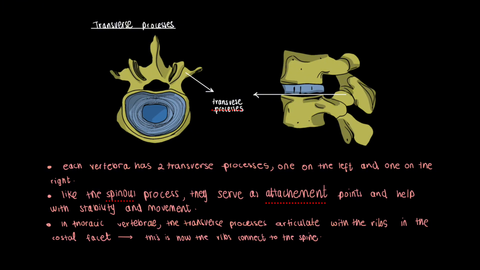Moving outward, each vertebra has 2 transverse processes, one on the left and one on the right. Like the spinous process, they also act as attachment points for muscles and ligaments, and contribute to spinal stability and motion. In the thoracic region, the transverse processes also feature costal facets, which articulate with the ribs. This is how the ribs connect to the spine and form part of the rib cage.